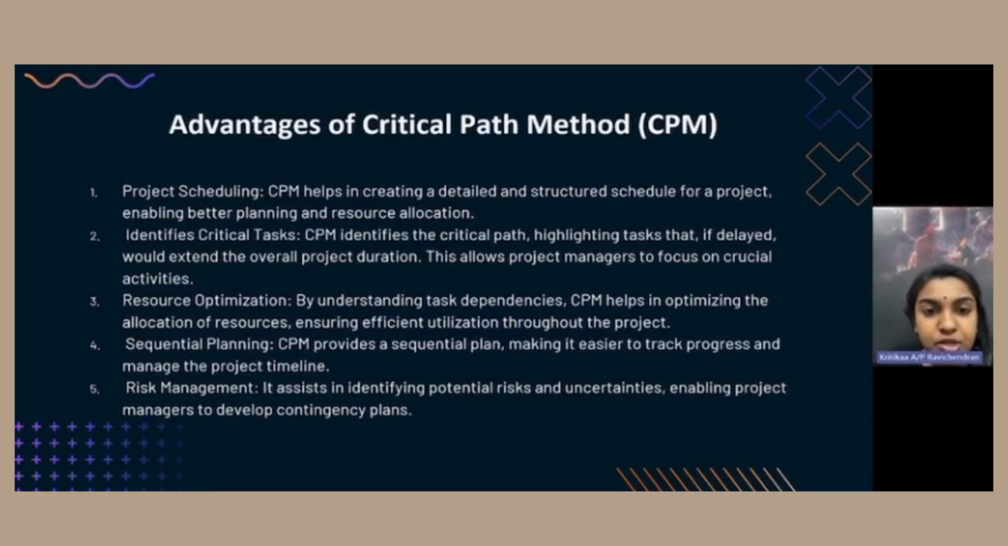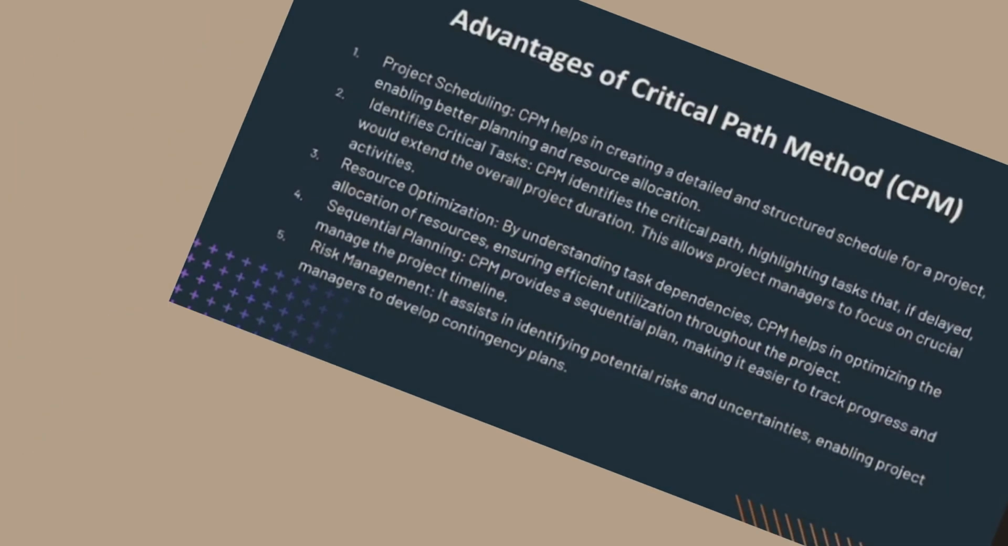Third will be resource optimization. By understanding task dependencies, CPM helps in optimizing the allocation of resources, ensuring efficient utilization throughout the project. Fourth will be sequential planning. CPM provides a sequence plan, making it easier to track progress and manage the project timeline. Fifth will be risk management. It assists in identifying potential risks and uncertainties by enabling project managers to develop contingency plans.